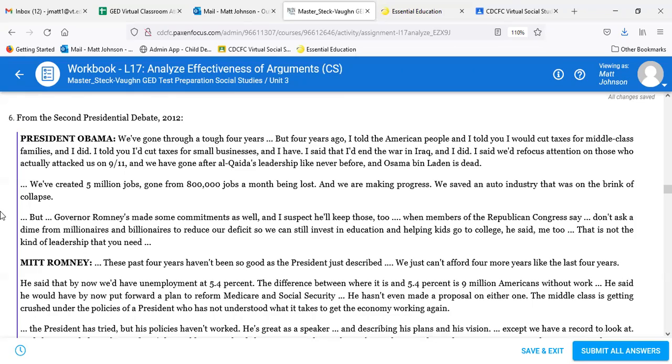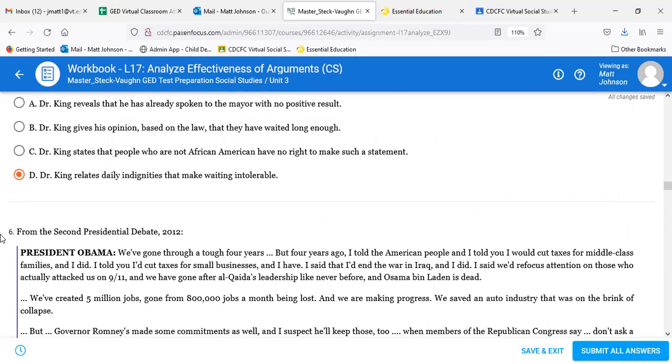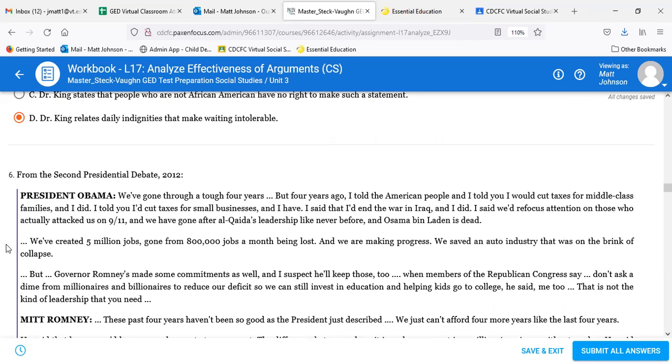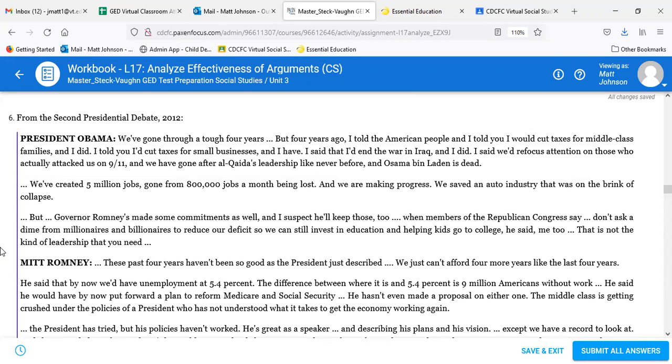And then we have a section from the presidential debate of 2012, the second presidential debate. And let's see here. How about Christiana, could you read President Obama's part here? And we'll have somebody else read Mitt Romney. Okay.